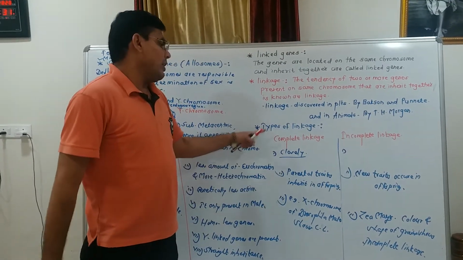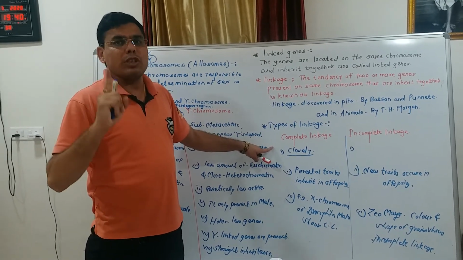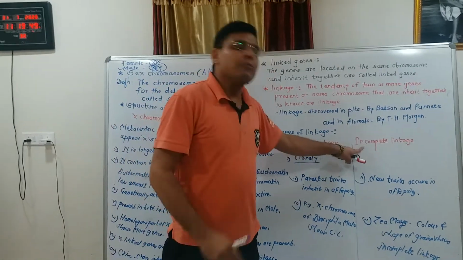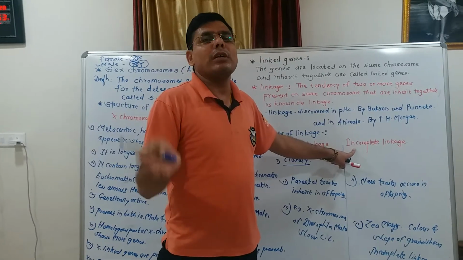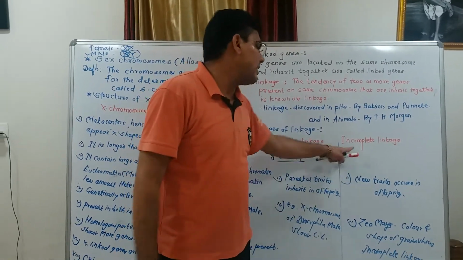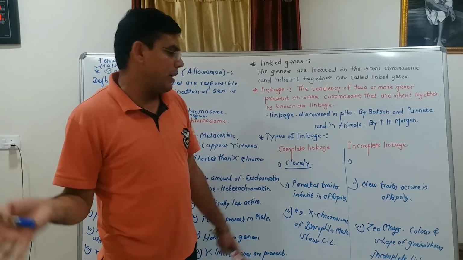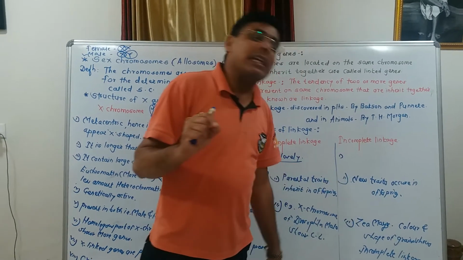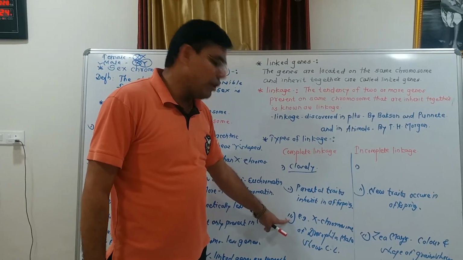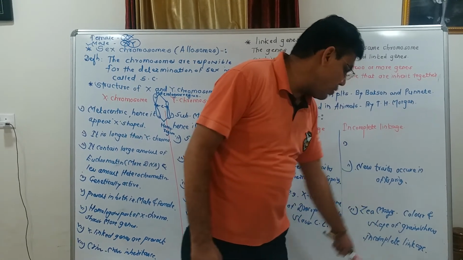So I repeat, comparing complete linkage and incomplete linkage. In complete linkage, the linked genes are closely located, they do not separate, and they do not show crossing over but inherit together. These are called complete linked genes, and the phenomenon of their inheritance is called complete linkage. In incomplete linkage, the linked genes are widely located, they are separate from each other, they show crossing over and inherit together. In complete linkage, the parental traits inherit in offspring, meaning the new progeny. But in incomplete linkage, new traits occur in offspring, not the parental traits. The example of complete linkage is the X chromosome of male Drosophila, and the example of incomplete linkage is maize, where the color and shape of grains show incomplete linkage.